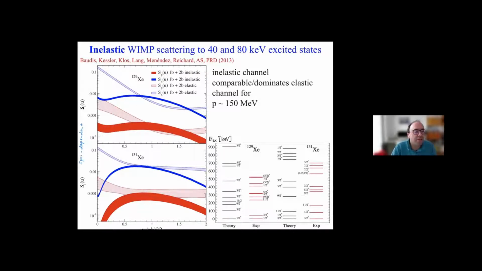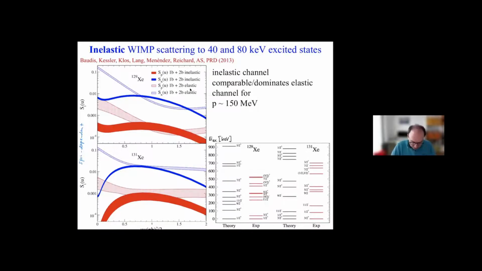And so here are the spin-dependent structure factors, or nuclear response functions, for xenon 129, this one with 40 keV, and the one with 80 keV. You can see the calculations both with two-body currents for the elastic channel. These are the hatched lines, or the lighter bands, which are the ones we discussed yesterday, dominated by neutrons, and here also dominated by neutrons. And then you can see it for inelastic scattering.